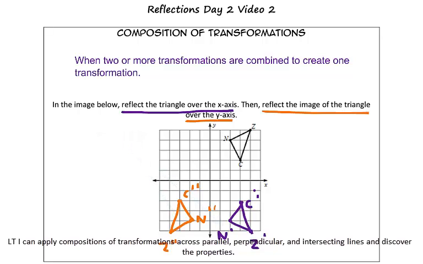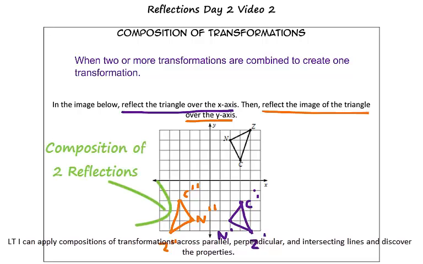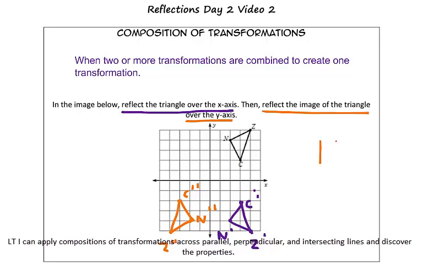We're going to go ahead and connect our points. And now this C double prime, N double prime, and Z double prime is the composition of the reflections that occurred from the original image, after the first reflection over the x-axis and then the second reflection over the y-axis. Nice work!